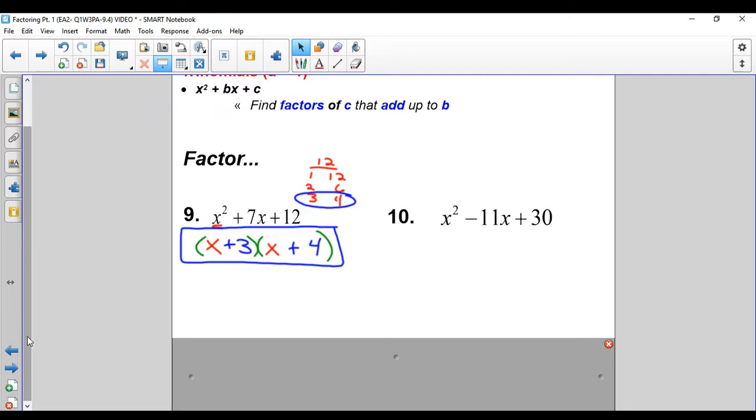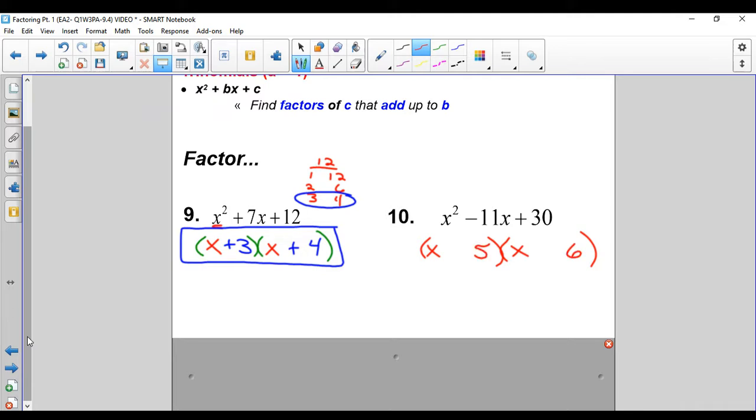Now, next one. Notice everything's the same in this slide. It's just, I'm switching up the signs. First thing I'm doing, open up 2 sets of parentheses, give it x and x. It should just be second nature at this point. We find factors of 30 that add up to -11. Think through those. Again, if you need to write them out, go for it. They happen to be 5 and 6.